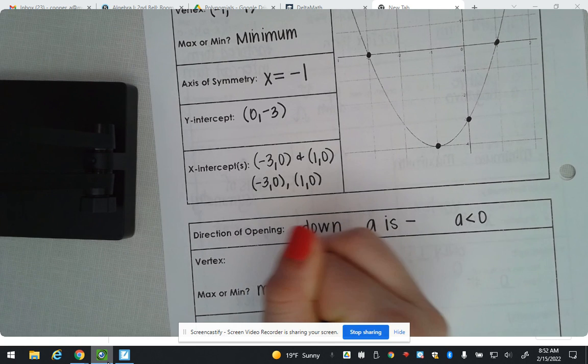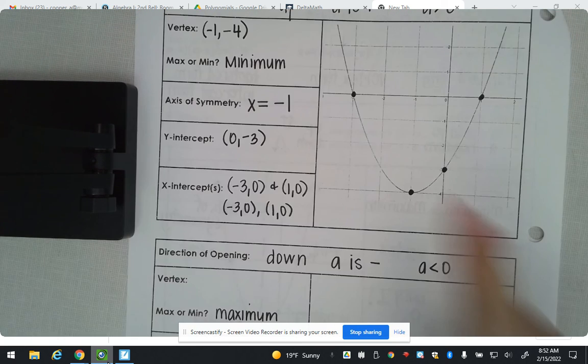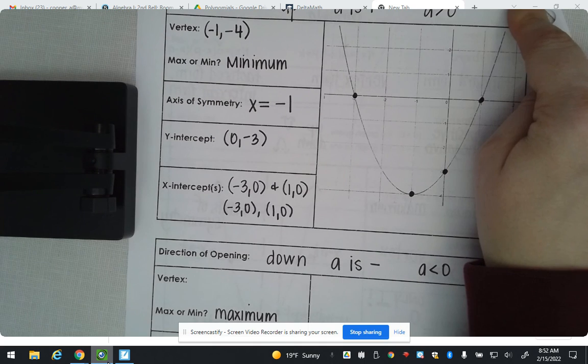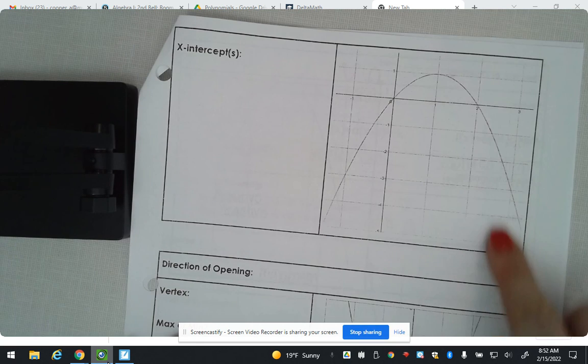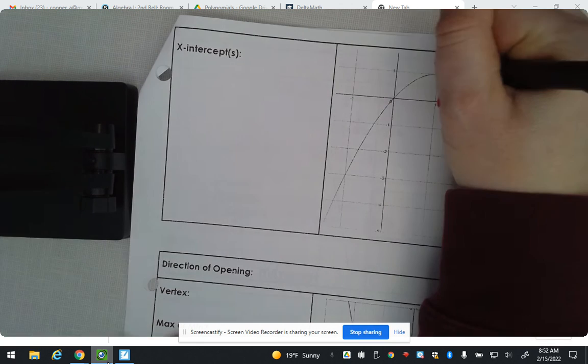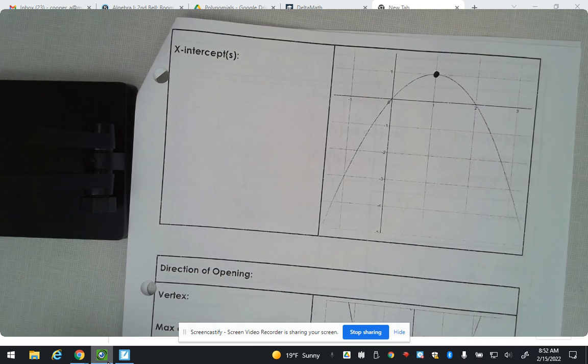Now, I want everybody to listen to me for a second. When my graph opened up, my vertex was a minimum, right? When my graph opens down, my vertex is a what? Do you think that's always going to be like that? Yes. If it opens up, you're going to have a minimum. If it opens down, you're going to have a maximum. What are the coordinates of my vertex? 1, 1.